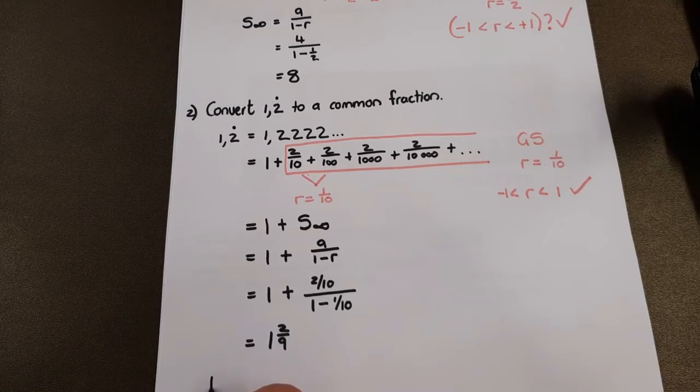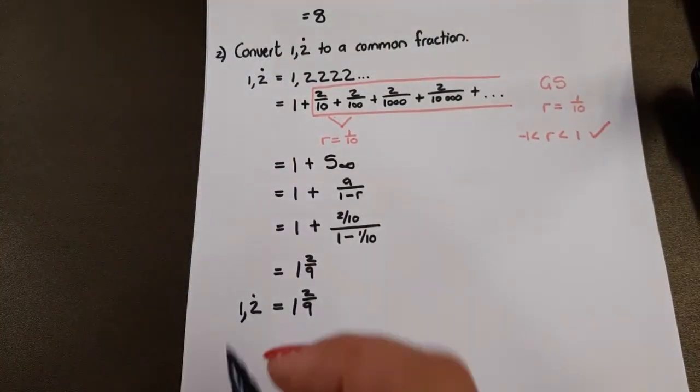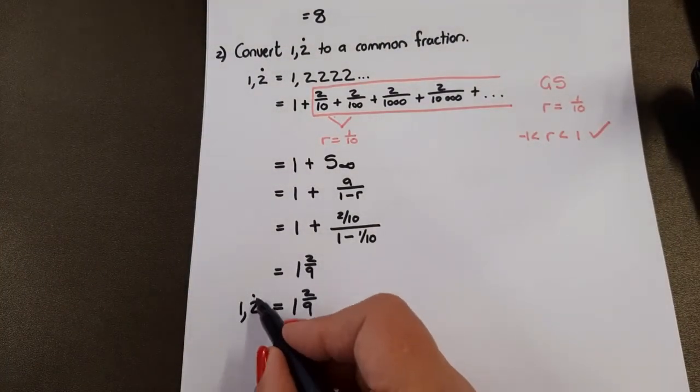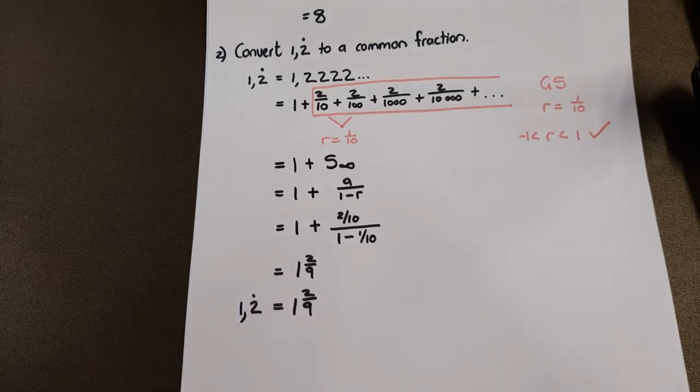Therefore, 1 comma 2 repetitive will be 1 and 2 ninths. We also know that this is a rational number. Now go back to grade 8 and 9. Rational numbers are numbers that can be written as fractions, and we just did that.